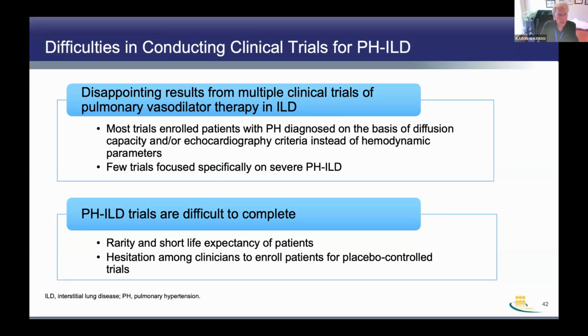There's no question there's been a lot of effort to come up with treatment, and unfortunately many of those studies have been somewhat disappointing, really for a number of reasons. Not necessarily because the drugs don't work, but many of these trials did not enroll patients based on hemodynamics. They chose patients based on echo criteria or pulmonary function criteria, and as we've already pointed out, echo is not particularly sensitive, and the pulmonary function also has its weakness as far as saying a patient does or doesn't have pulmonary hypertension. Most studies did not utilize right heart catheterization.